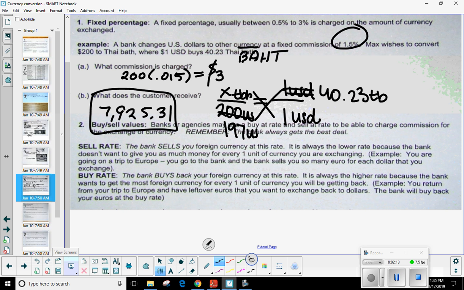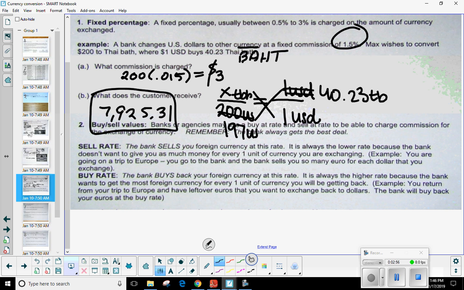Okay, so the bank sells you foreign currency at a particular rate. If you're going to go visit another country and you need the currency of the country you're going to, it's a very good idea. Now, it's always the lower rate because the bank doesn't want to give you as much money for every 1 unit of currency you're exchanging. Okay, the buy rate, well, let's say you come back from visiting another country and you have some of that currency left over. You want to be able to exchange it back to United States dollars. So the bank buys back your foreign currency at this rate, and it's going to be higher because the bank wants to get the most foreign currency for every 1 unit of currency you're going to be getting back.